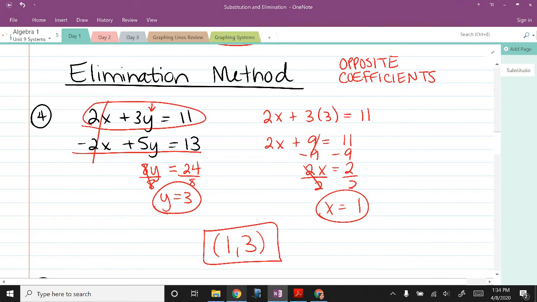So again, you're looking for opposite coefficients, and if they have the same number in front of the same variable and they're opposite signs, one's a positive, one's a negative, you can eliminate that variable.